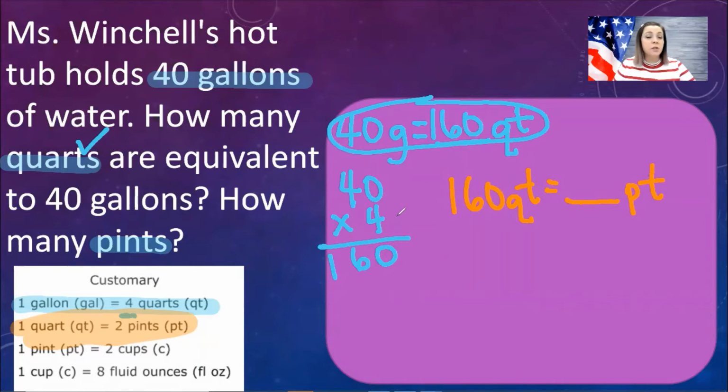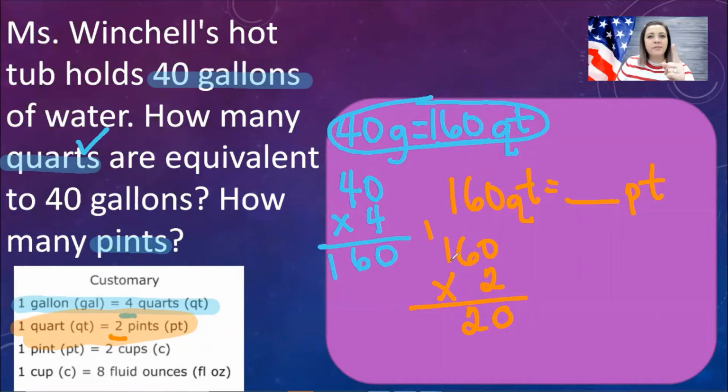So are quarts larger or smaller than pints? They are larger. So again, we're still going from larger to smaller. So I'm going to multiply, and I see over here that I've got 2 pints in every quart, so I'm going to multiply 160 times 2. Very good job. What is 2 times 0? Good. 2 times 6? It is 12. So remember, we drop the ones place here and we regroup the tens here.